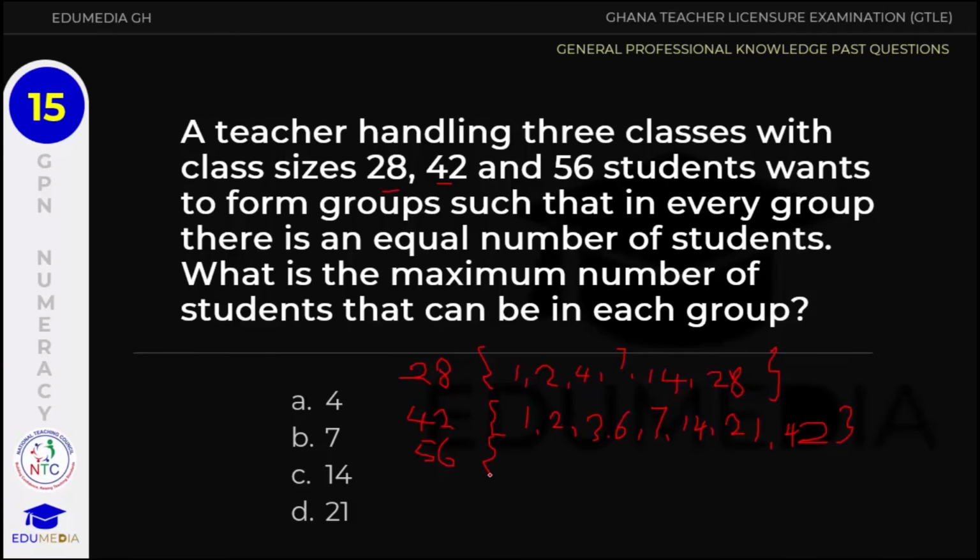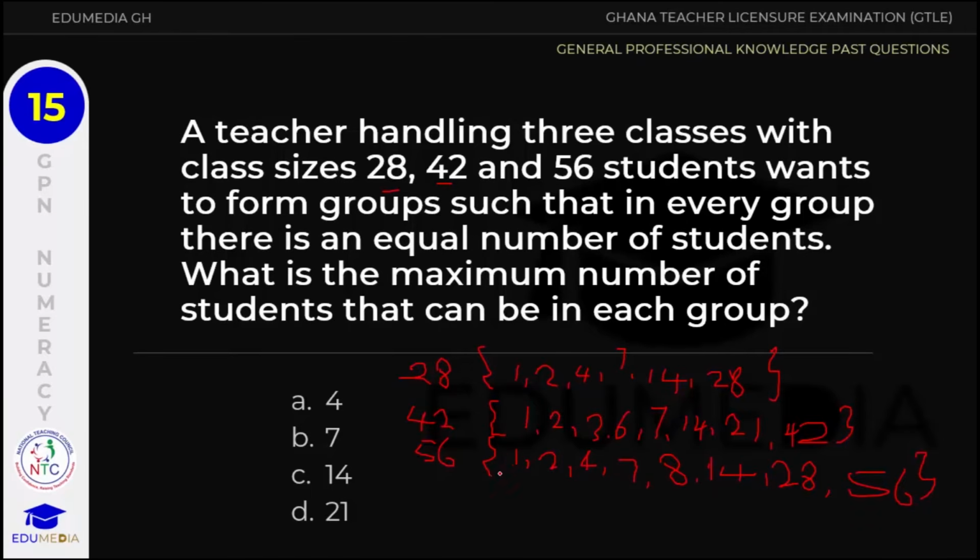Then the last one is 56. So for 56, we have 1, 2, 4, then we have 7, 8, 14, and then the next one is 28. We have 28, and 56 itself. So these are the divisors that we have here.